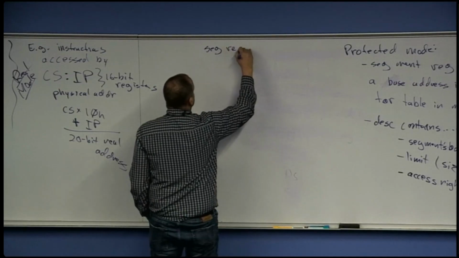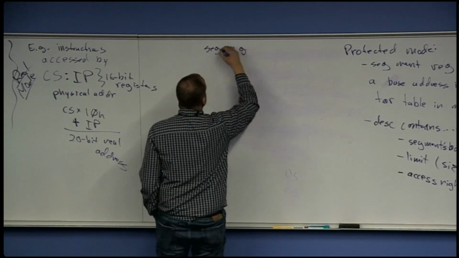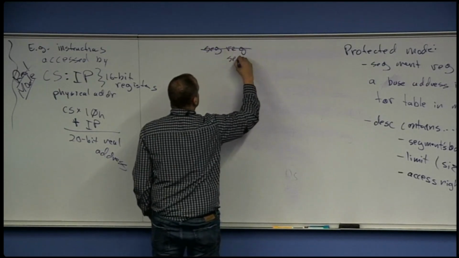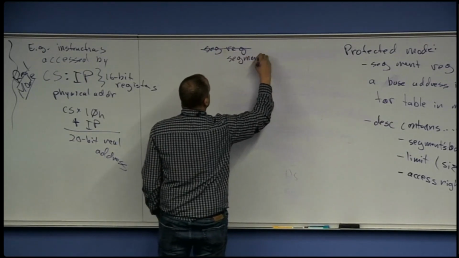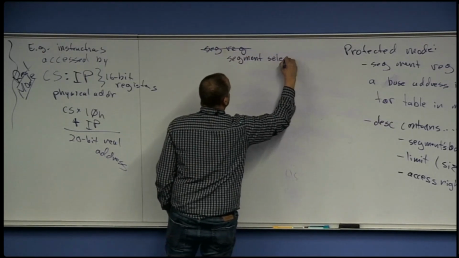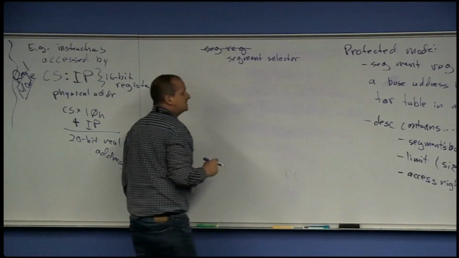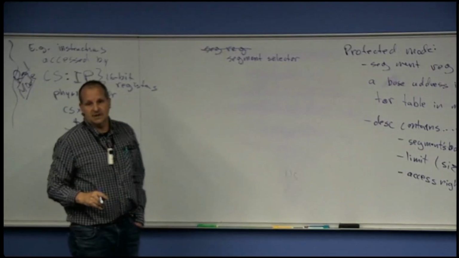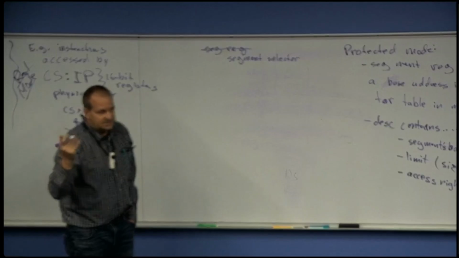So the segment register is really a segment selector. It's a descriptor selector. How does it do it? Well, here's how it does it. So we have a 16-bit segment register contents.